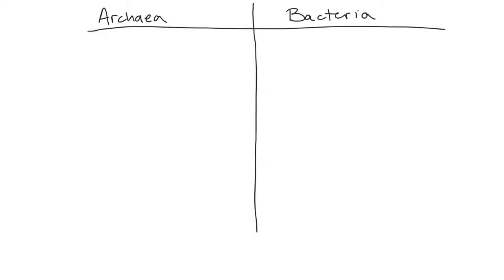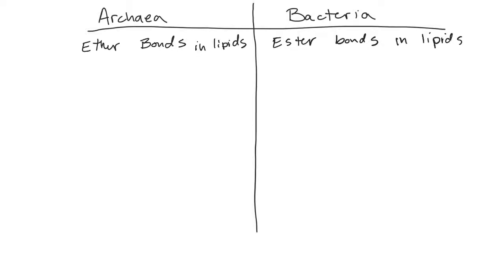Okay? So from the video lecture, there were two types of bonds. What were the two types of bonds, ester and ether, and which one went where? So was ester with archaea? Bacteria, right? So ester bonds and ether bonds in the lipids.